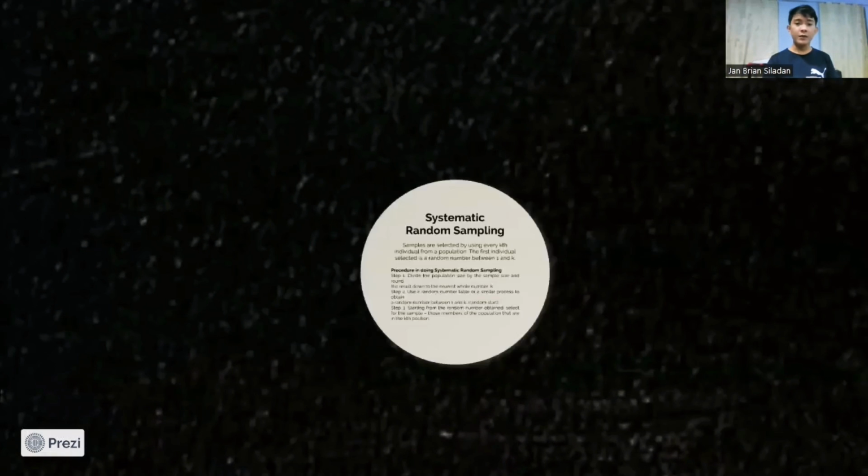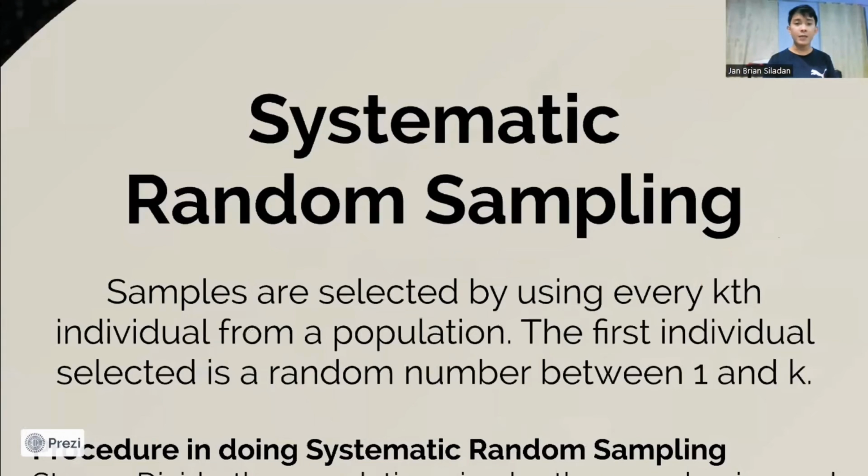Next, let us dive into the systematic random sampling technique. It is where samples are selected by using every kth item or individual from a population. The first individual selected is a random number between 1 and k, or the position number of the item.